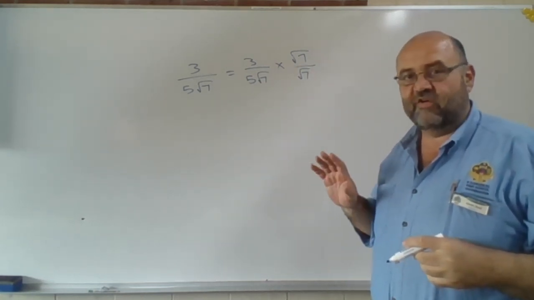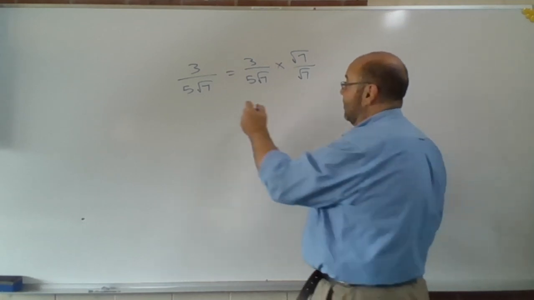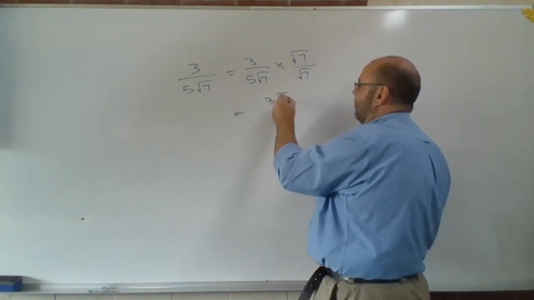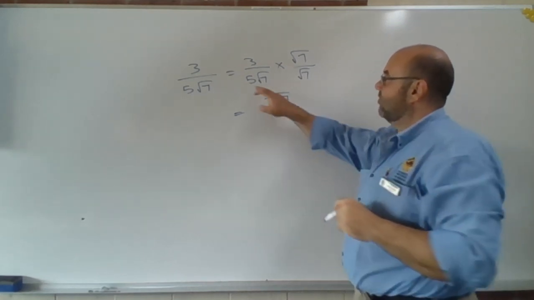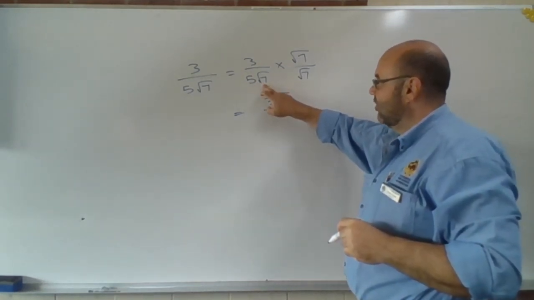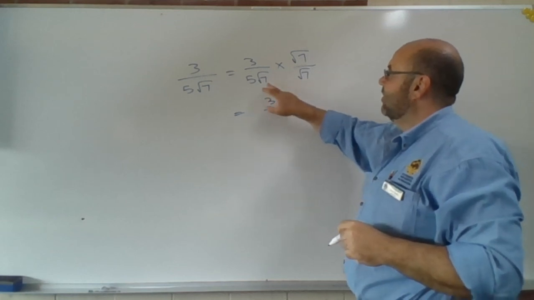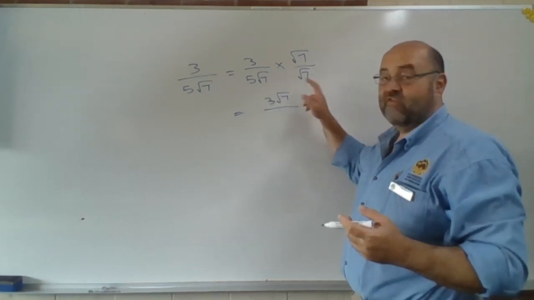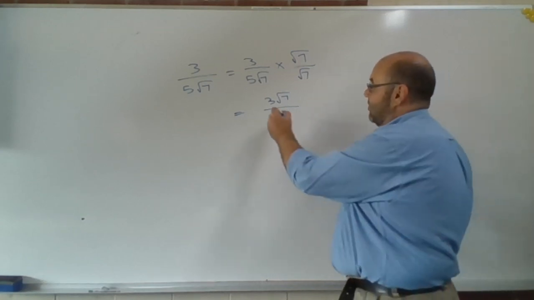Okay, so just the third part. So what does that give me? On top I've got 3 times root 7 is 3 root 7. On the bottom I've got 5 times root 7 times root 7. Well, the root 7 times root 7 is 7. So on the bottom I've got 5 times 7 is 35.